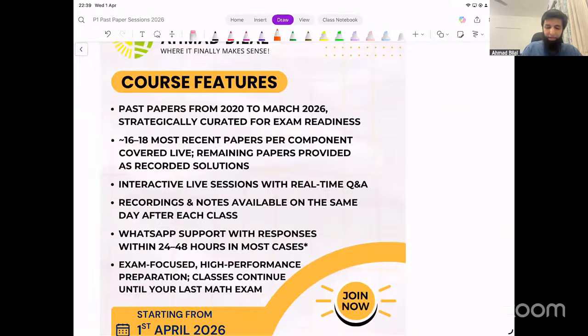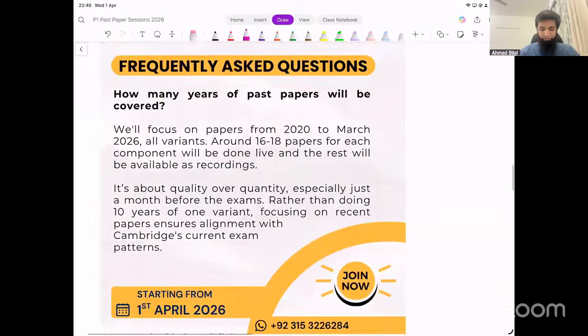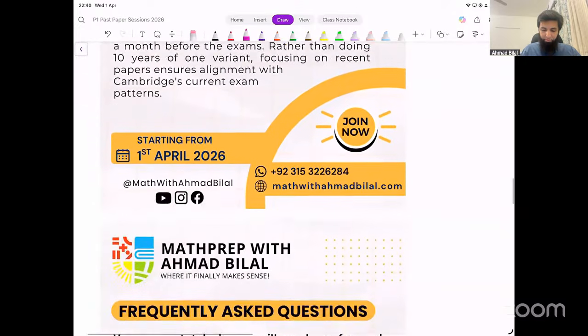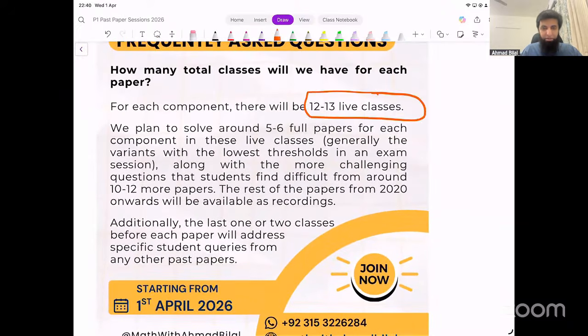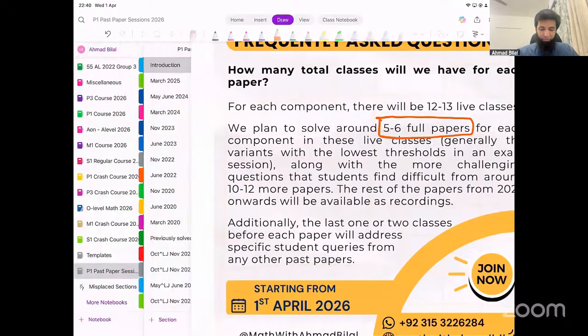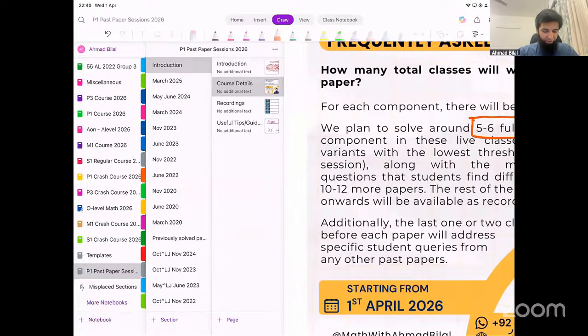Now, how are we going to cover these 16 to 18 most recent papers in the 12 to 13 sessions that we would have? We're going to have 12 to 13 live classes for each component, as I said. In these classes, we will be solving 5 to 6 full papers, 5 to 6 complete papers. Now, how will I decide those complete papers? I don't have the thresholds file right now. I'll probably show that to you in a few minutes.